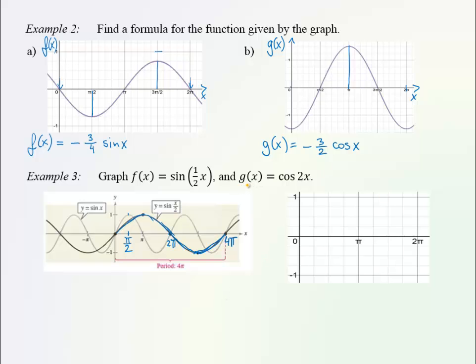Now if we want to graph g of x, which is cosine 2x, let's start with the basic cosine, which has a period of 2 pi, and those will be the quadrants. Cosine starts with 1, goes to 0, -1, 0, and 1. We join those points by a smooth curve.